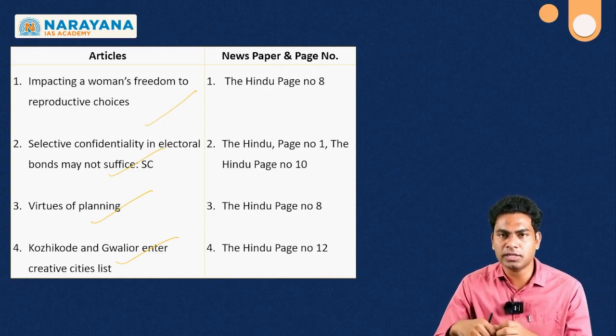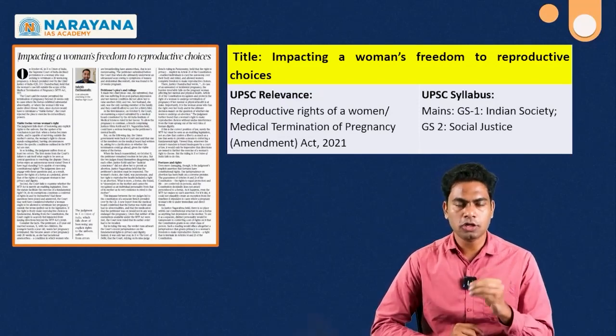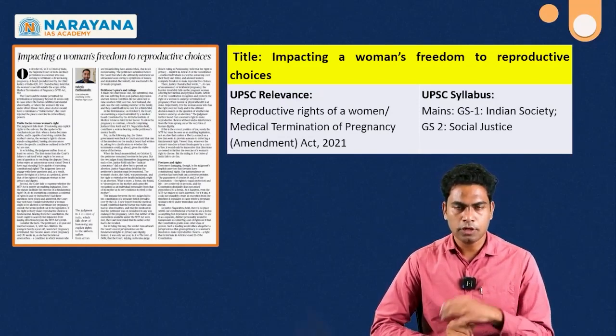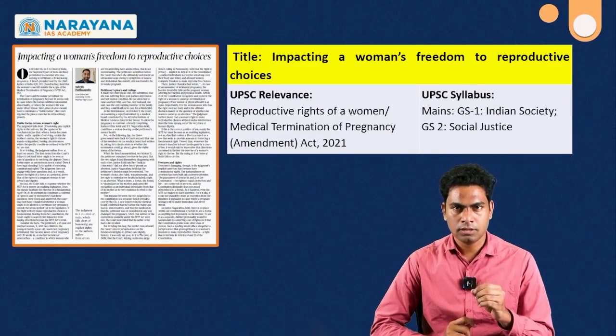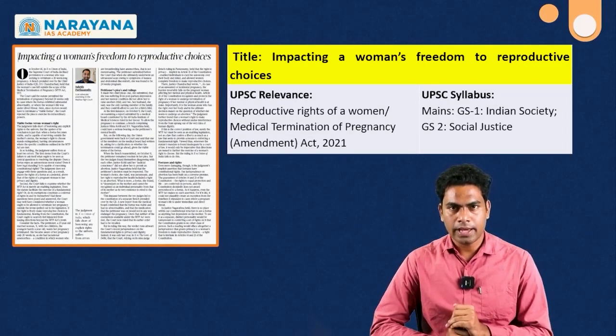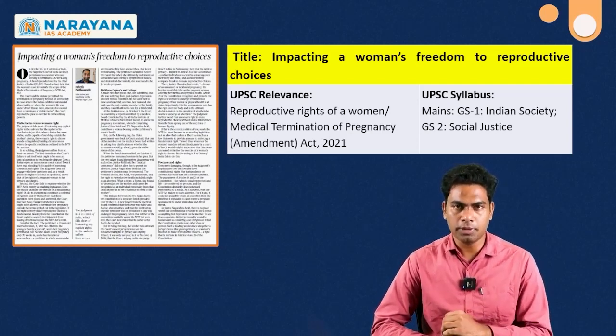Coming to the first article, it is on reproductive choice of women. We are going to see the Supreme Court judgment which has given its view on the Medical Termination of Pregnancy Act, to what extent it is applicable on the women.